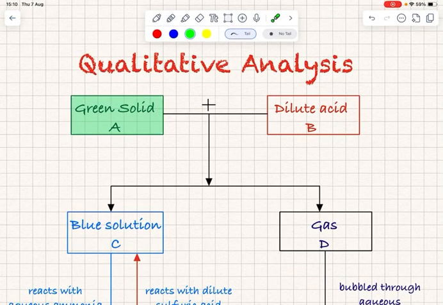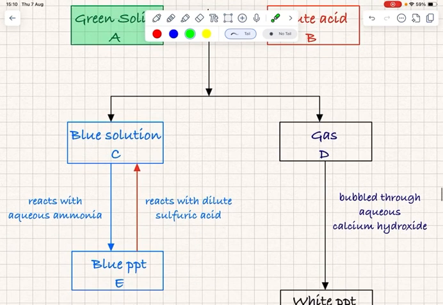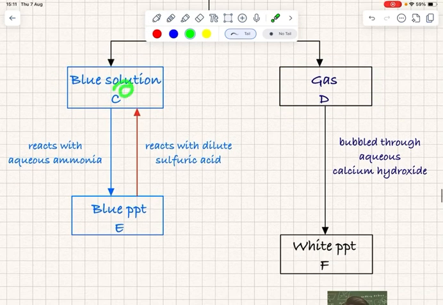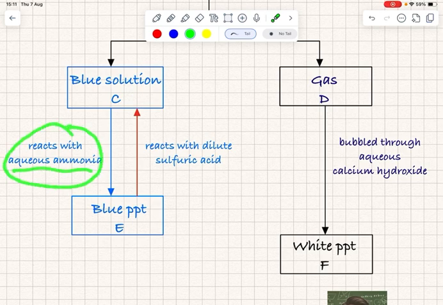Okay, today, as usual, we try to solve a question from my student on qualitative analysis. We are given a green solid A. Upon reacting with dilute acid B, it produces a blue solution C and gas D. The blue solution C, upon reacting with aqueous ammonia, this is to test for the presence of a cation.